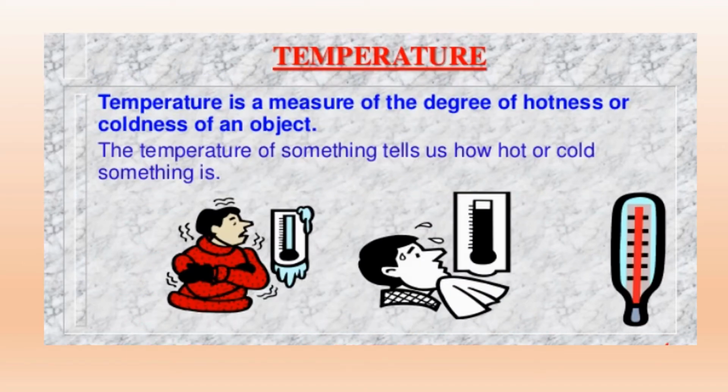Temperature. So what is temperature? It is the measure of the degree of hotness or coldness of an object. Now we say that temperature has increased or temperature has decreased. That means the hotness or the coldness of the object increases or decreases based on the temperature of an object. The temperature of something will tell us how cold or how hot the object is.